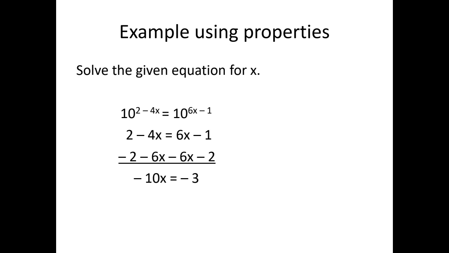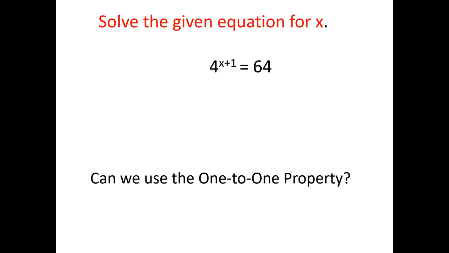To solve for x, I'm going to do the opposite of this multiplication by 10 by dividing by negative 10 on both sides. When I do that, a negative divided by a negative is a positive, and the answer is just going to be 3 over 10. So I used a simple definition of our one-to-one property to be able to solve an exponential equation. Okay. All right. So let's look at another example.